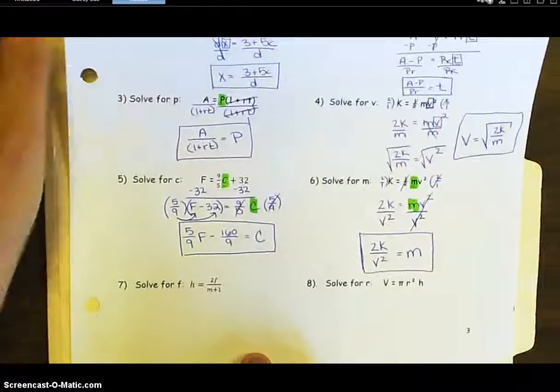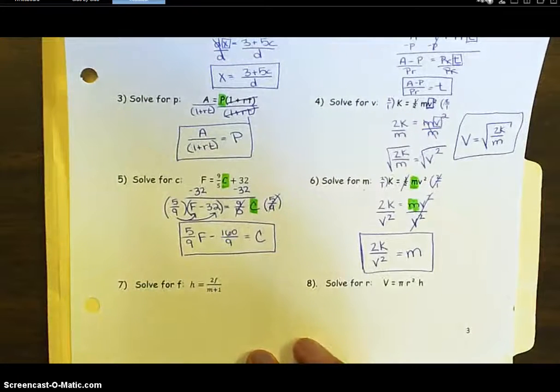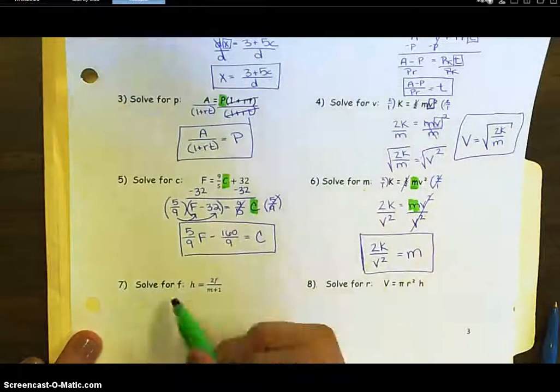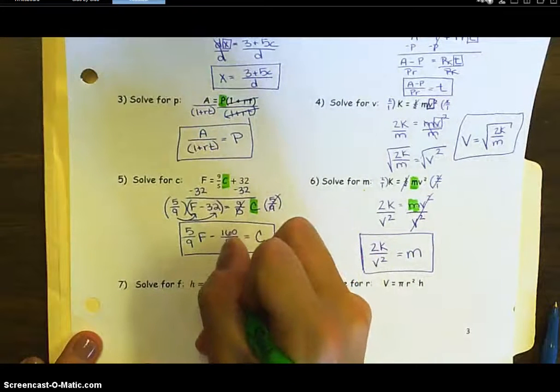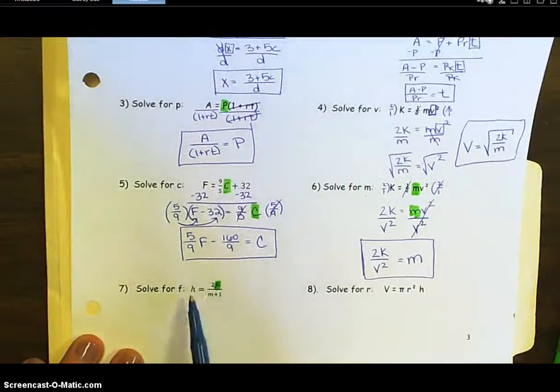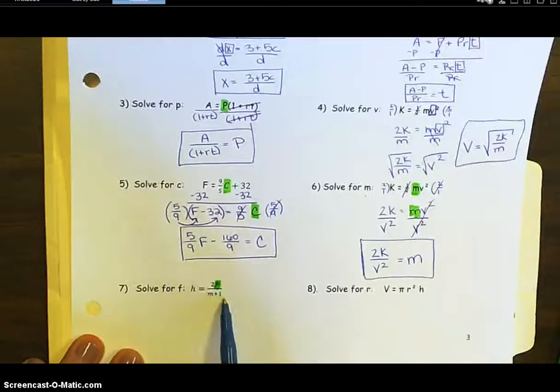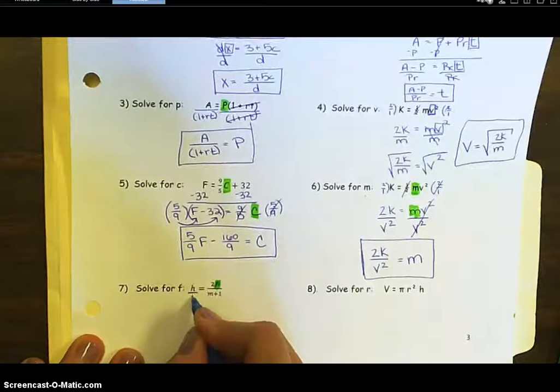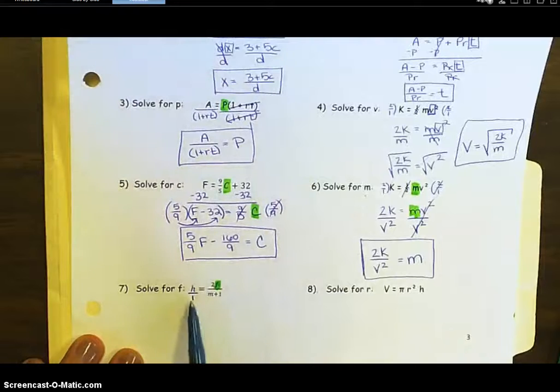Okay, let's take a look then at number 7. So for number 7 here, it says solve for f. So I'm going to look here. f is right here, in the top of the fraction. Now, in this one, I have a whole number equal to a fraction, and the f is part of the fraction. So this is one of those cases where I'm going to put the h over 1. So now I have a fraction equal to a fraction.